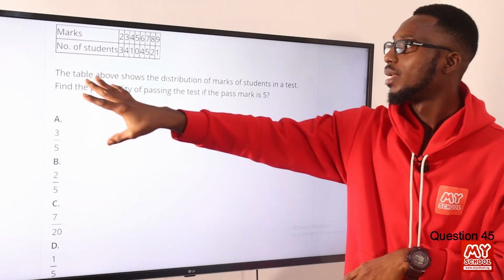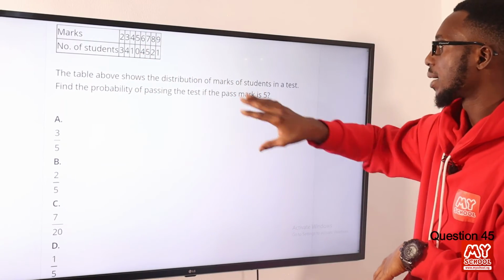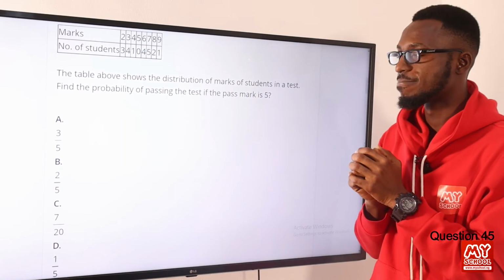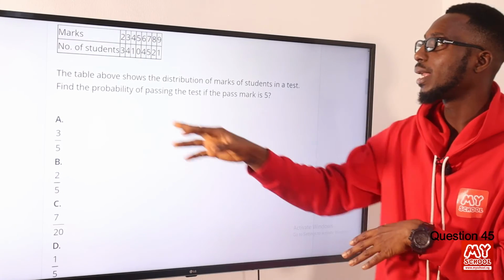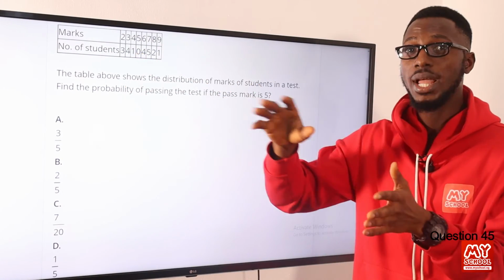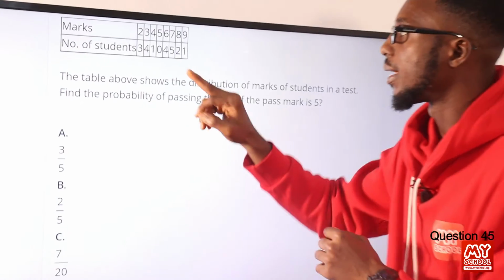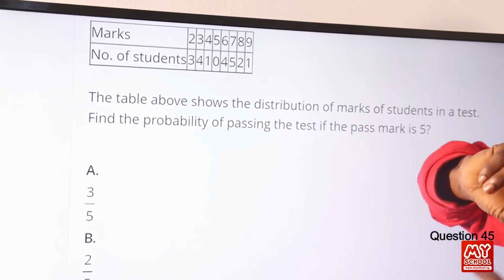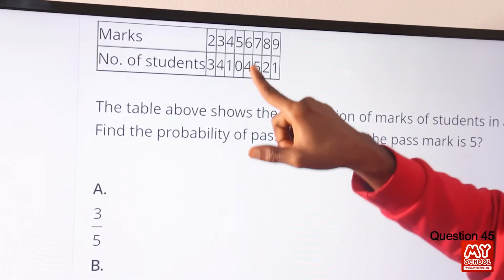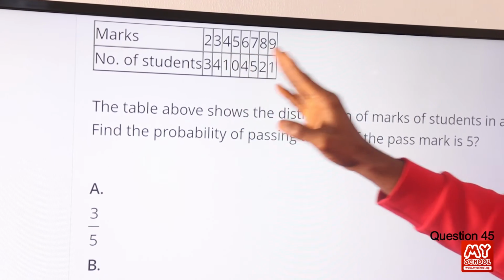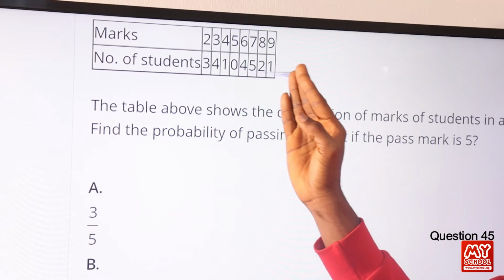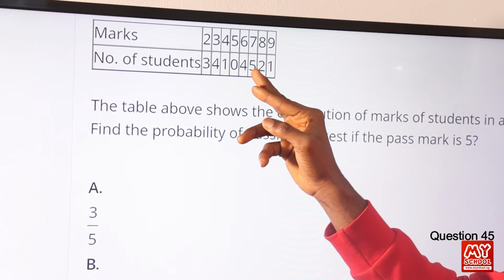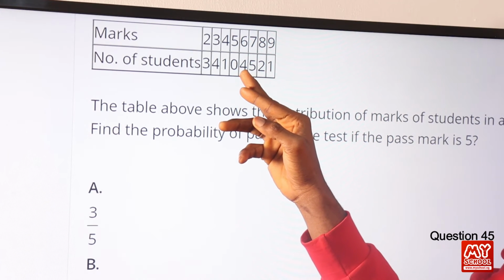So I have the table. The table above shows the distribution of marks of students in a test. Find the probability of passing the test if the pass mark is 5. So what we can see from here is that the pass mark is 5. So how many students scored 5? 0. All right, so we are looking at from 5 upwards. So how many students scored 6? We have 4. So we just have to add up this number of students. So 4 plus 5, okay, 0 plus 4, that is 4.